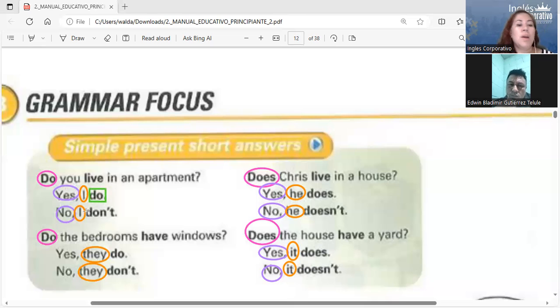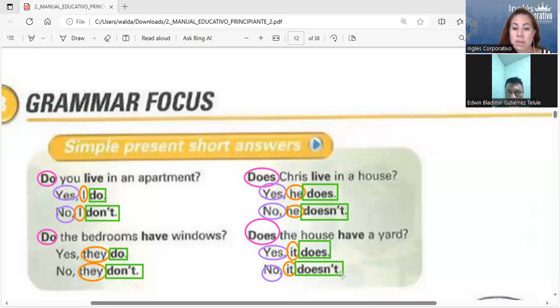Then we're going to use do or don't in the answer. And if it's third person singular, you're going to say does or doesn't. Does or doesn't. So far, so good? Yes, teacher. No questions? No. Okay, all right, perfect.